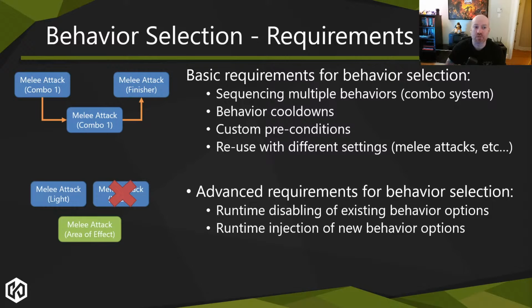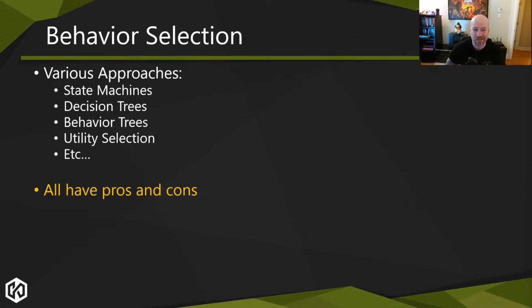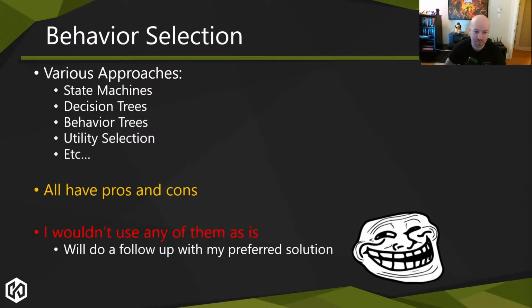Now, what options do you have for behavior selection? Well, I touched on them before. For example, you have state machines, decision trees, behavior trees, and potentially utility systems. Every single one of these has pros and cons. They're good at some things, bad at other things, easy to use in one case, horrific to use in another case. This is my troll face one, where personally I wouldn't use any of these. What I'm going to do at some point is a follow-up on how I think behavior selection should be done, which basically covers all of the use cases.